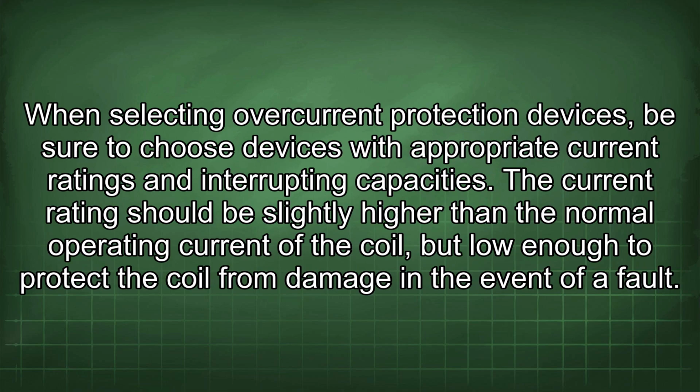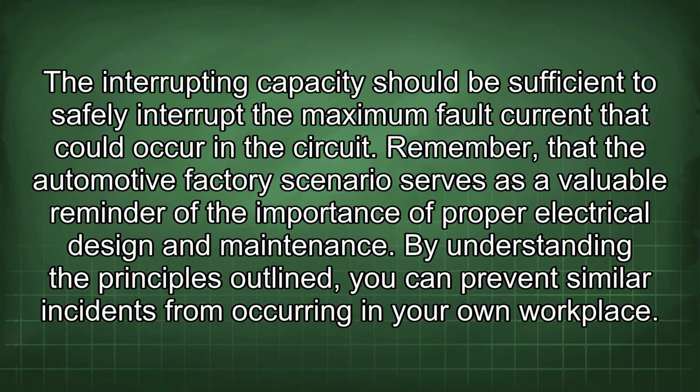When selecting overcurrent protection devices, be sure to choose devices with appropriate current ratings and interrupting capacities. The current rating should be slightly higher than the normal operating current of the coil, but low enough to protect the coil from damage in the event of a fault. The interrupting capacity should be sufficient to safely interrupt the maximum fault current that could occur in the circuit.